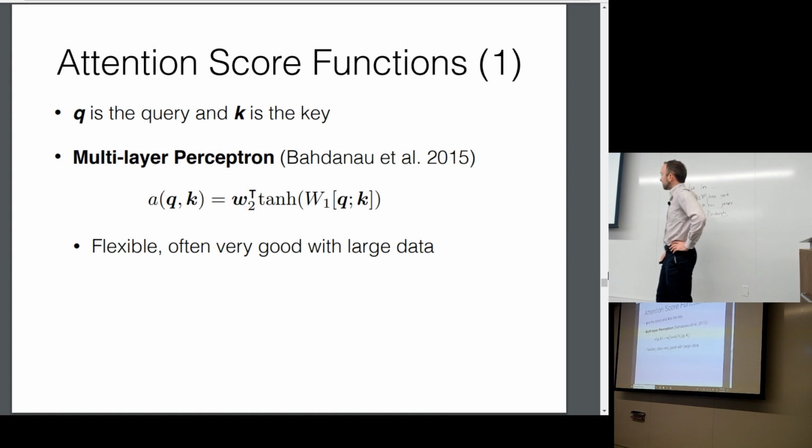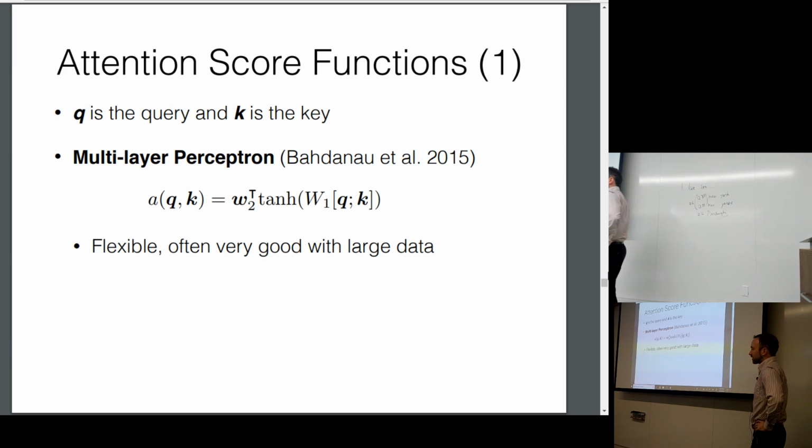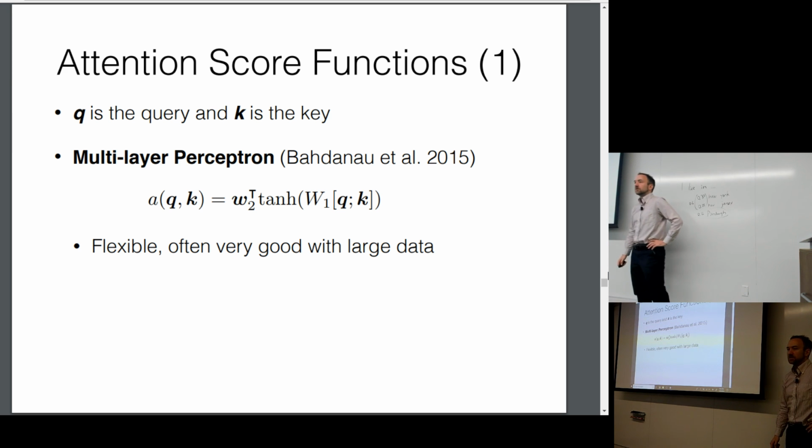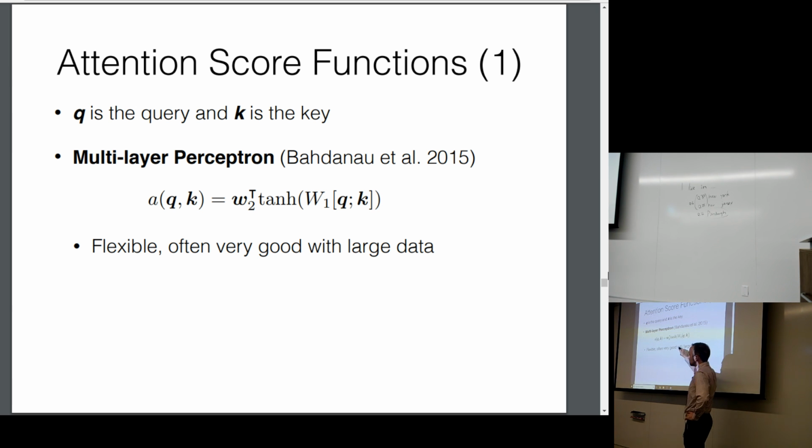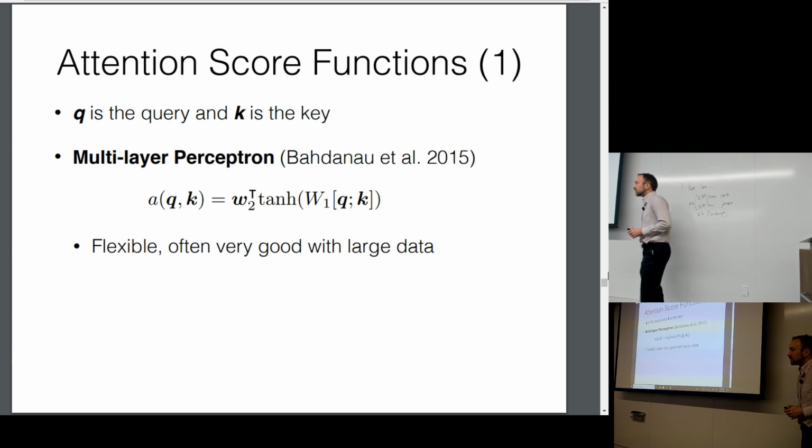This is flexible, and it's often very good with large data. The problem with this, though, is it's kind of an indirect way of modeling the similarity. Oh, sorry, go ahead. Why do you use an activation function here? So, why use tanh? You can use any one you want. It's just an example. Yeah. Any other questions?